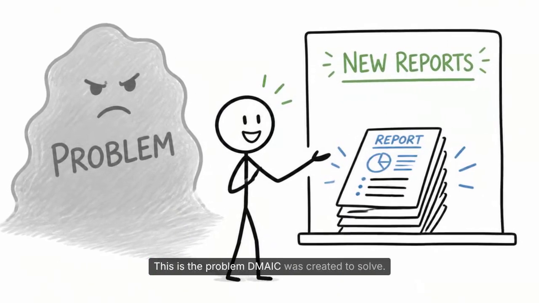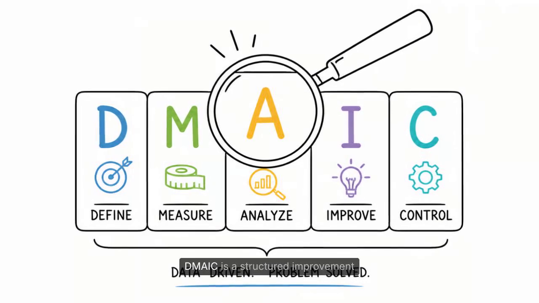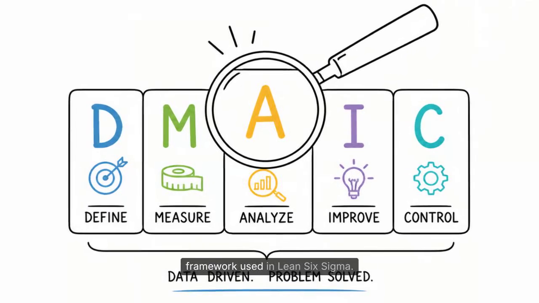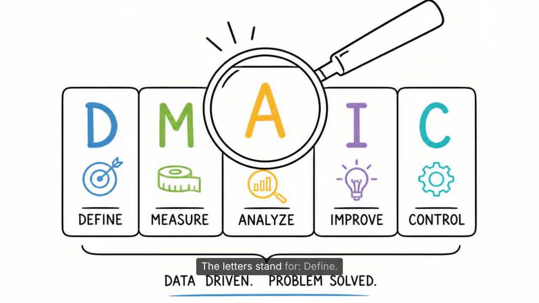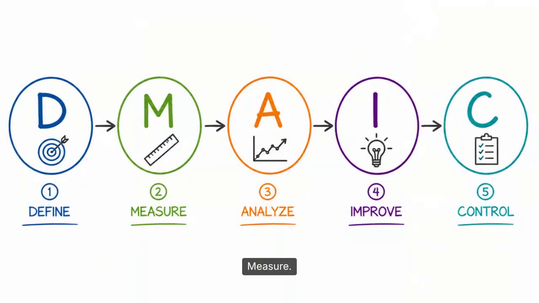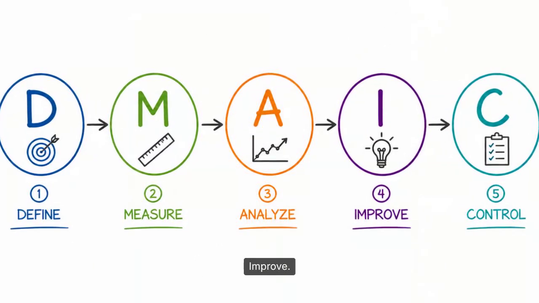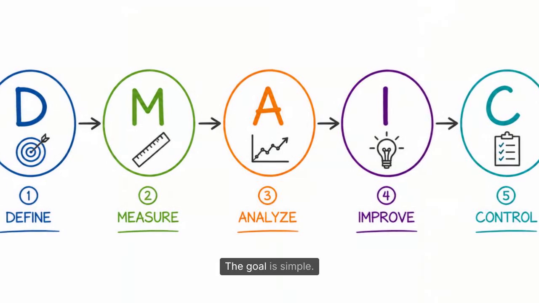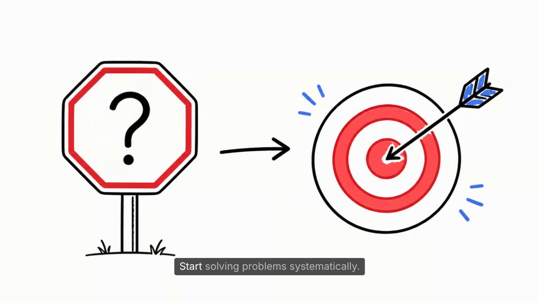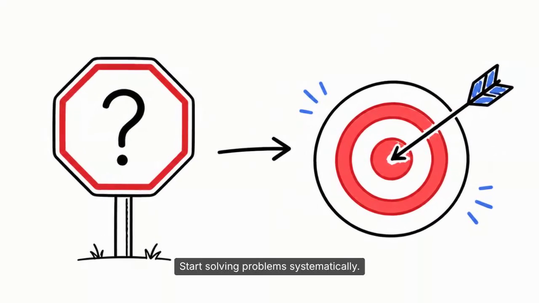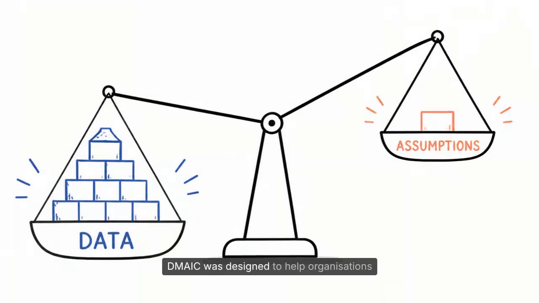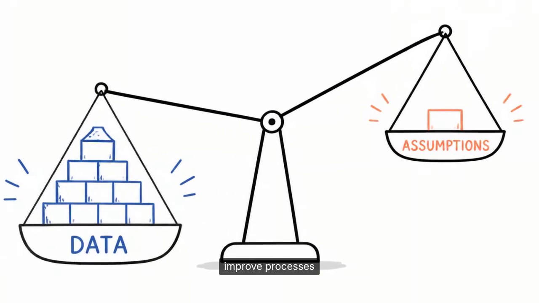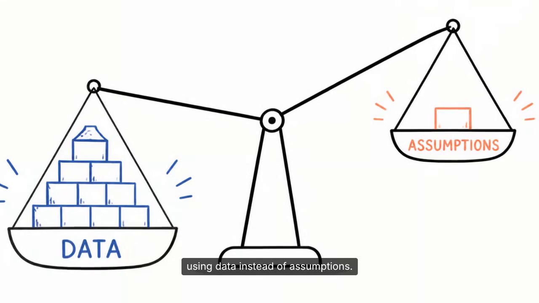This is the problem DMAIC was created to solve. DMAIC is a structured improvement framework used in Lean Six Sigma. The letters stand for define, measure, analyze, improve, control. The goal is simple. Stop guessing. Start solving problems systematically. DMAIC was designed to help organizations improve processes using data instead of assumptions.